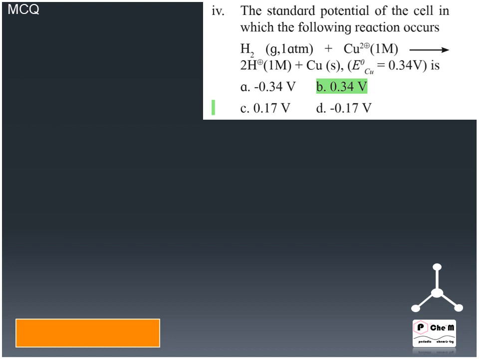Let's solve another example of a similar type, fourth MCQ from the same textbook. Here also we need to calculate the standard cell potential for the following reaction. Here the reduction potential of only one electrode is given. Let's see how to calculate the cell potential for this. Given reaction is H2 plus Cu 2+ ions giving 2H+ ions plus copper solid. And the reduction potential for copper is 0.34 volt. It is a standard reduction potential.